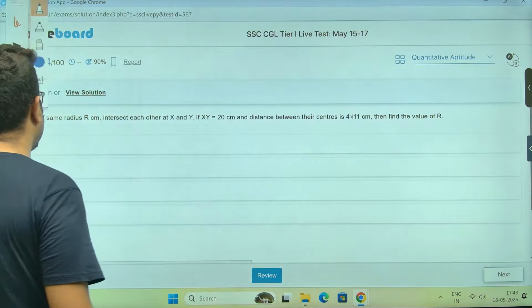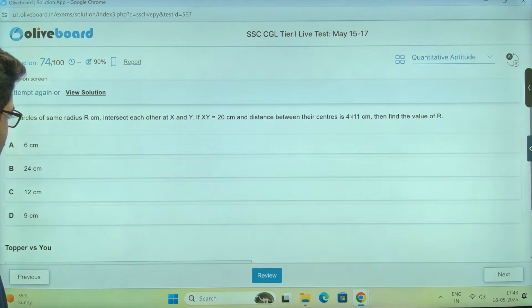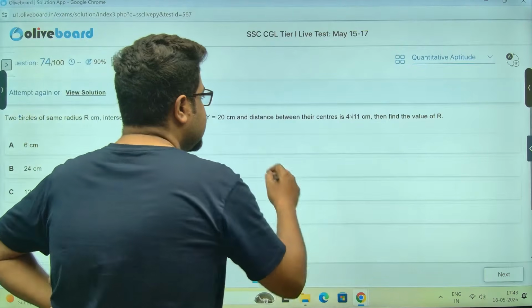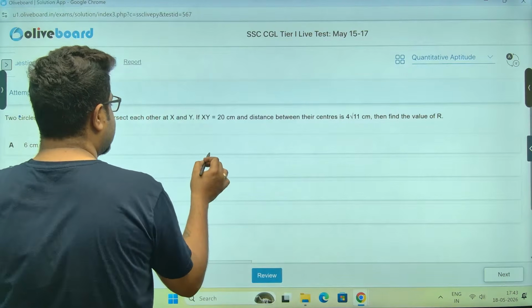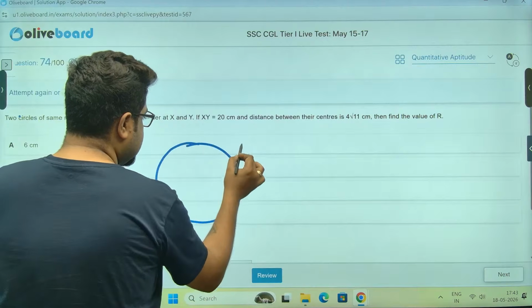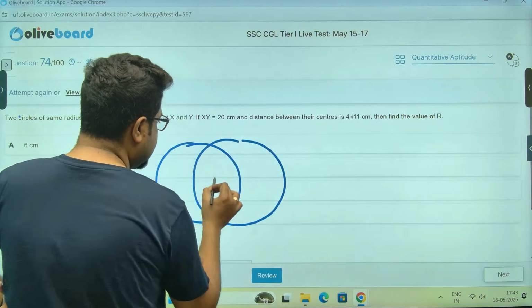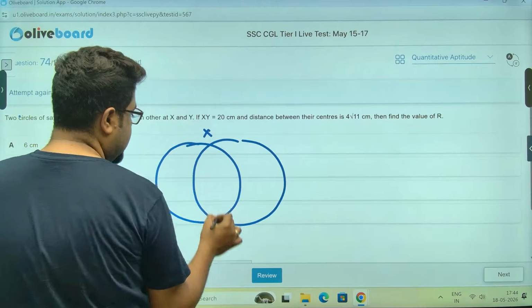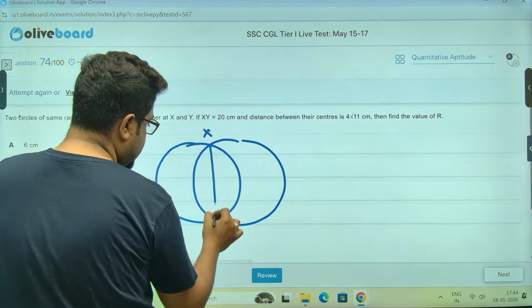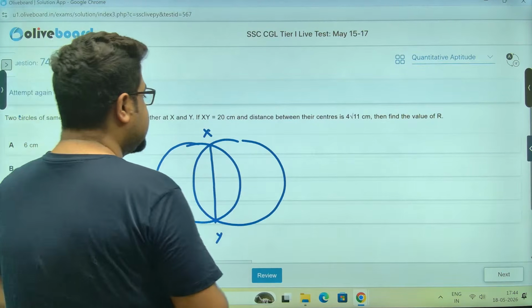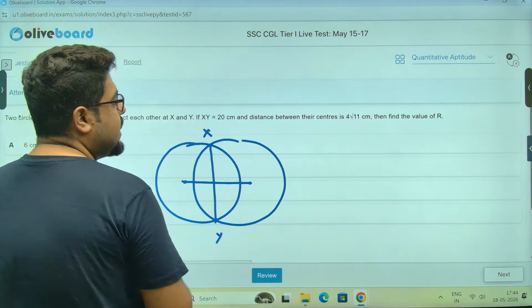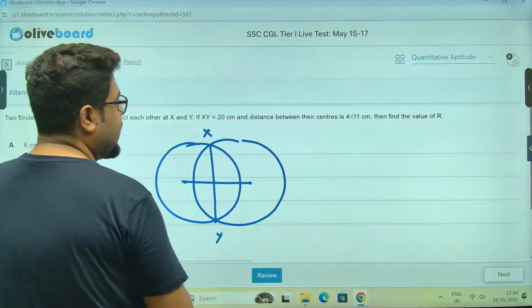Next one, sir. Two circles of the same radius intersect each other at this. Distance is this. Find the value of r. Same radius. So similar looking circles. XY is 20. The distance between their centers is 4 root 11.